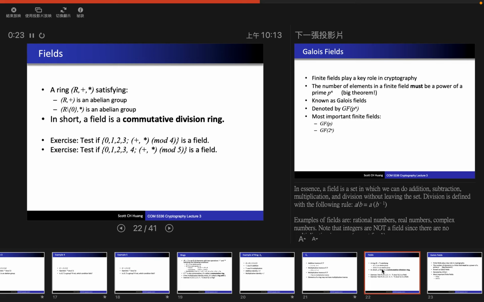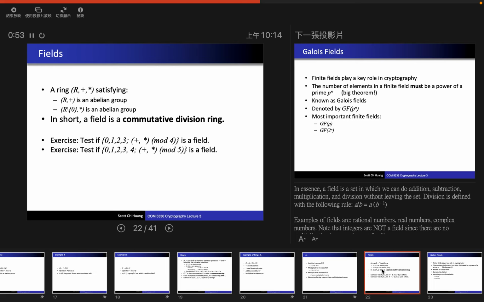So in other words, in such a ring, multiplication alone, if we remove 0, forms an abelian group. Then we can have all four operations defined: addition, subtraction, multiplication, and division, with the exception that you cannot divide by 0. That's a field. That is the basic idea of fields.